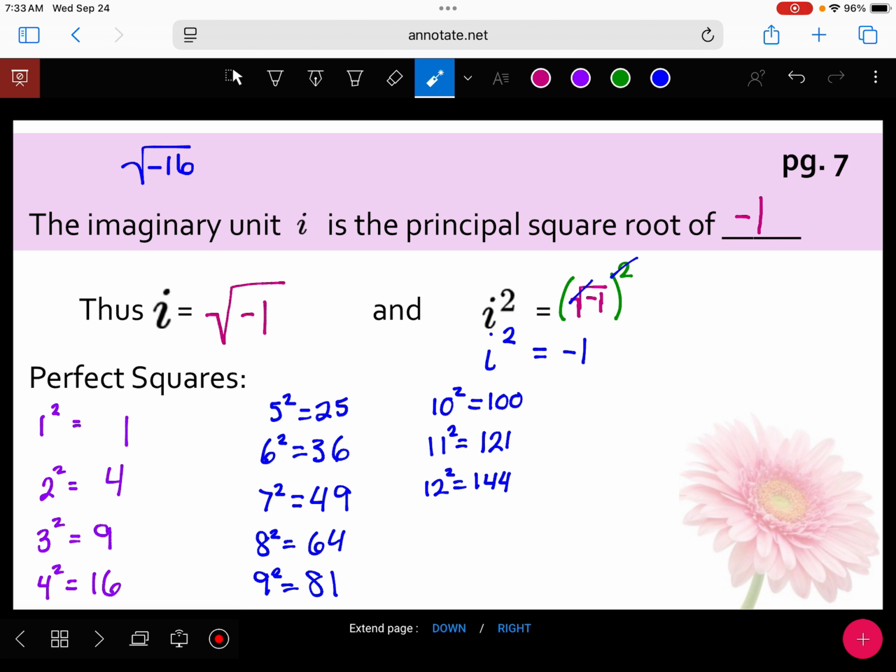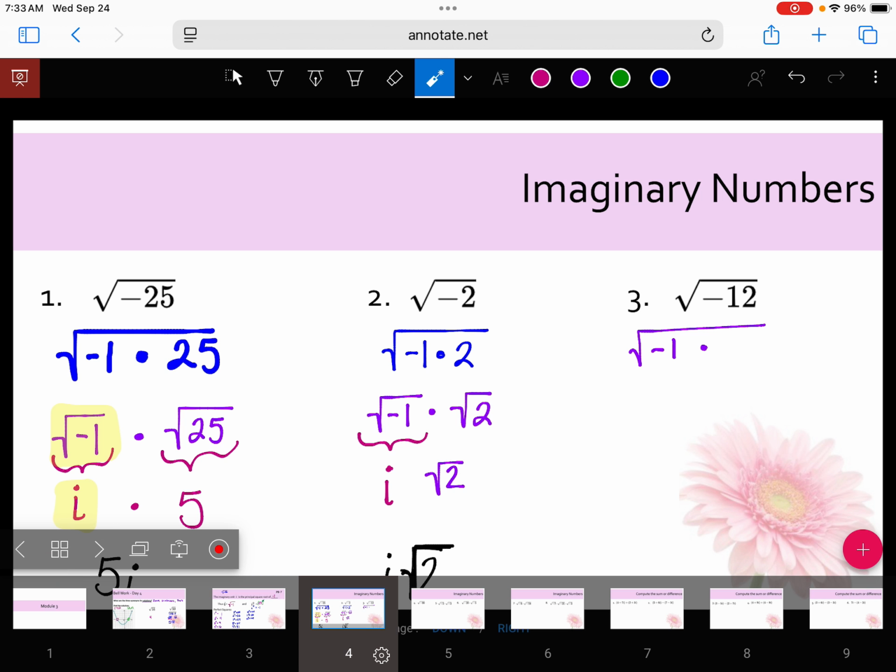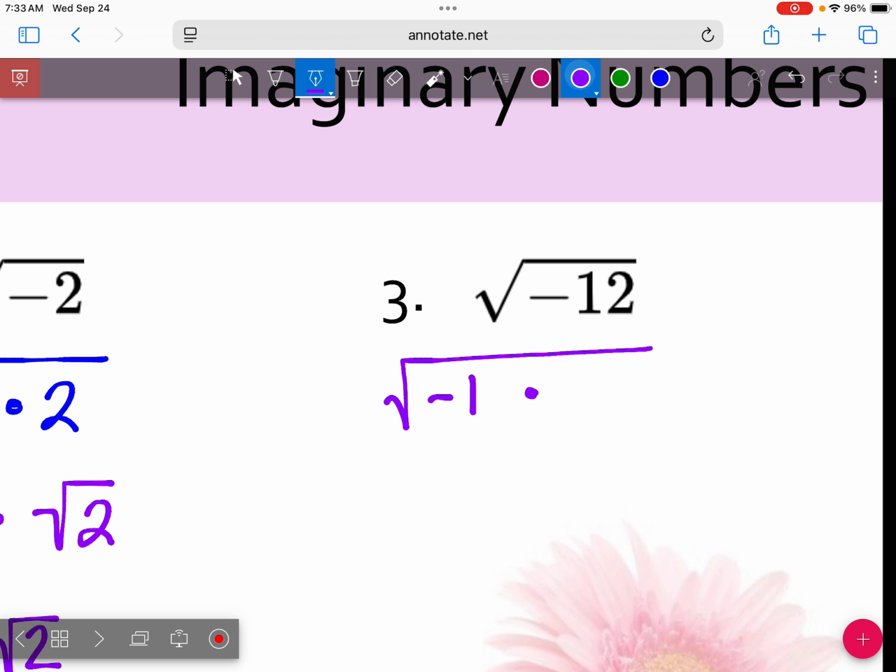I want to be able to divide 12 by one of these numbers. 12 divided by. Which one's not going to give me a decimal? Can't divide 12 by 16? That's not going to work. I can't take 12 divided by 9? That's not going to work. But I can divide by 4. So I could rewrite my square root of 12 as the square root of 4 times 3.